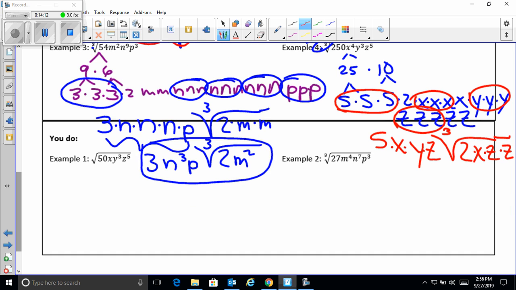Then I've got to do some cleaning up. The outside doesn't need cleaning up. There's nothing to put together. So it's just 5xyz. The inside, remember, put your cube on that radical, is 2 z squared.